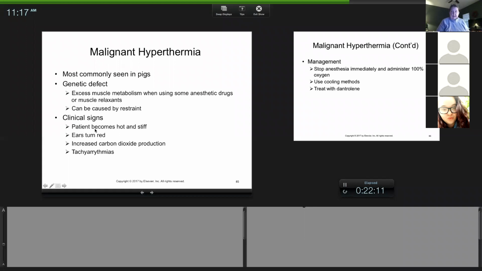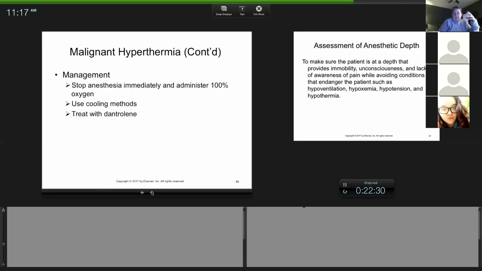The patient, they actually feel hot. You can actually feel them. They can get stiffened muscles in their ears, and their gums get that injected red color, and you'll get a spike in carbon dioxide. They also become tachycardic. Now, if this is starting to happen, this is fatal. The best course of action is to stop anesthesia, start giving them 100% oxygen to dilute out the anesthetic as fast as you can. You can try to cool them.